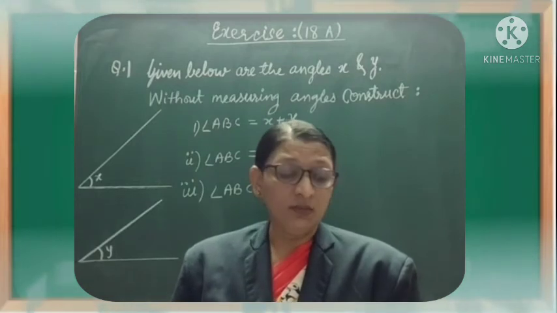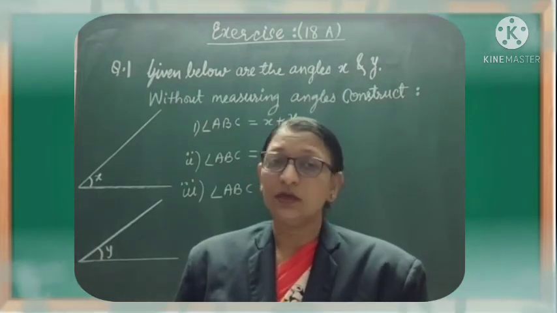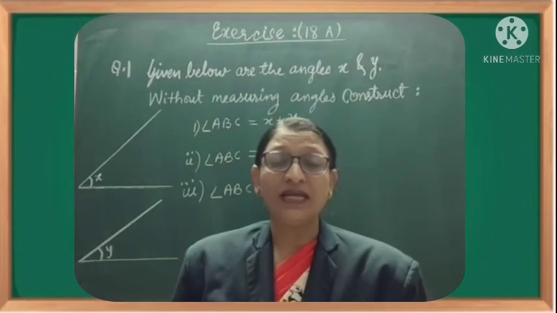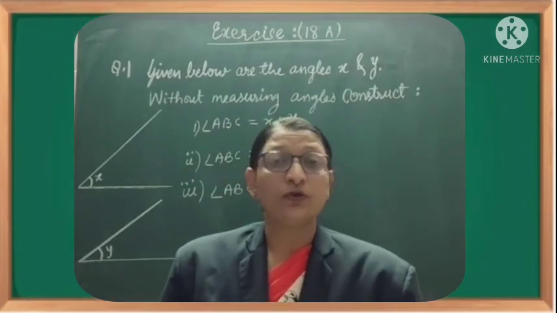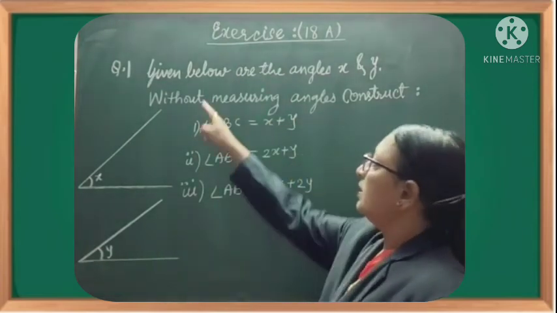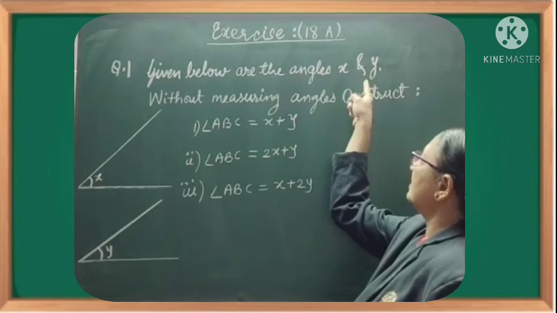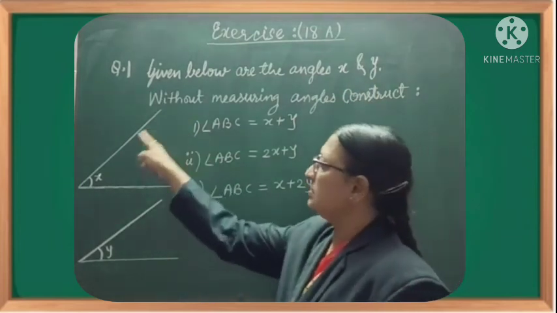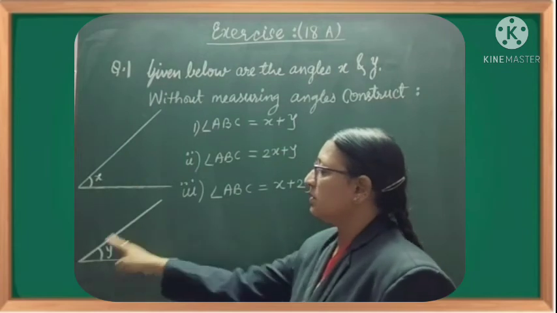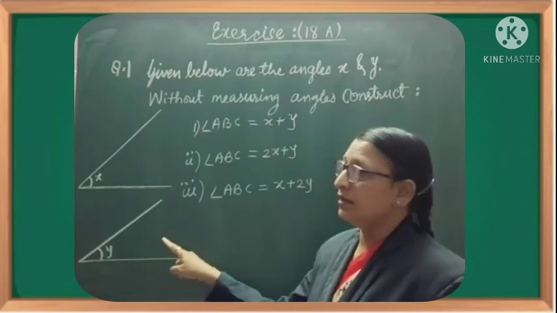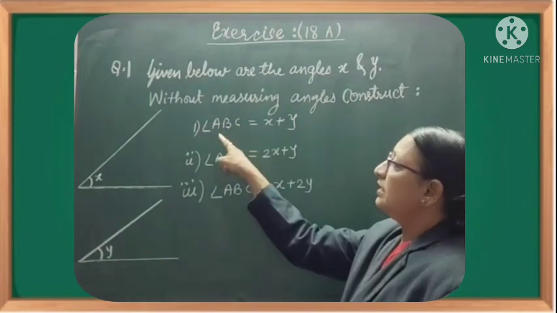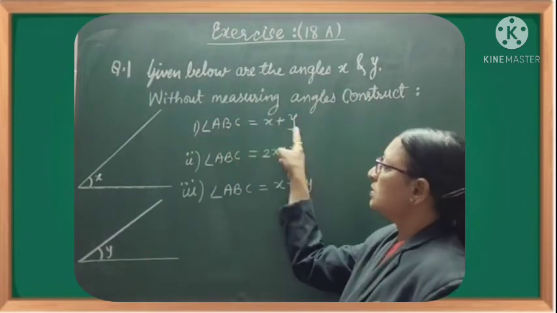Dear friends, from this animation you have learned how to construct angles of different measures as well as how to bisect angles. Let us move to exercise 18A. Question 1. Given below are the angles X and Y. This is the angle of measure X degrees and this is the angle of measure Y degrees. Without measuring angles, we have to construct angle ABC which is equal to the sum of the two angles.